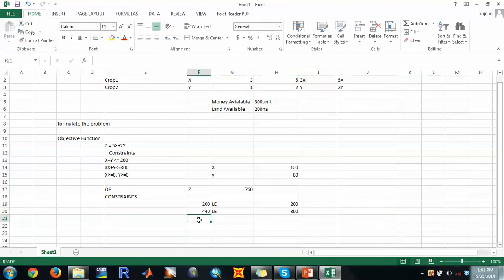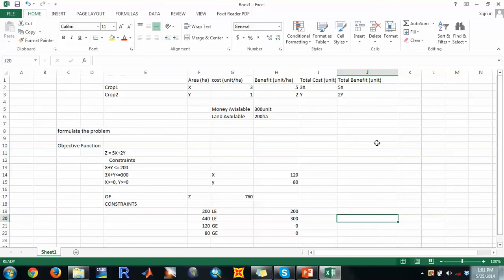At the same time, the x value should be greater than or equal to 0, and the y value should be greater than or equal to 0 again. This is the last constraint. So depending on these, we can iterate for the best values that we can obtain.